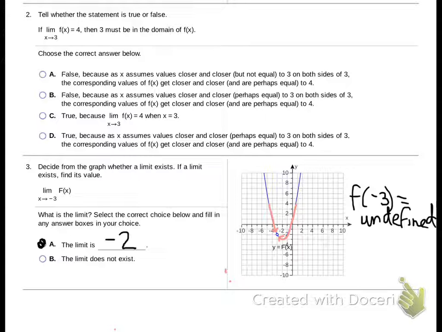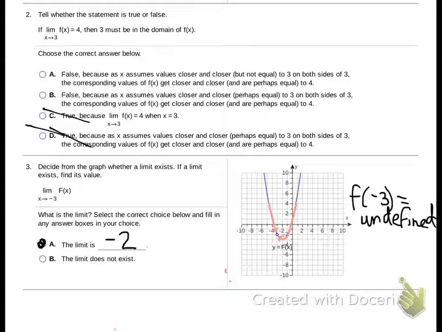I think that helps number 2 just a bit. It says, tell whether this statement is true or false. The limit as x approaches 3 of f of x equals 4. Then 3 must be in the domain. That means 3 must be defined. Well, from example 3, we know that's not true. At negative 3, there was no value, but the limit still existed. And so I know it has to be false.